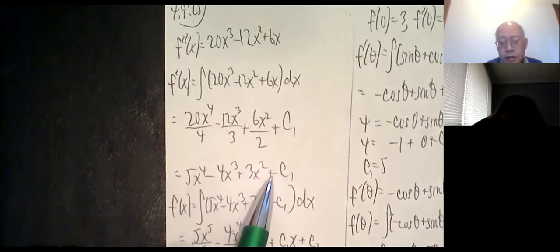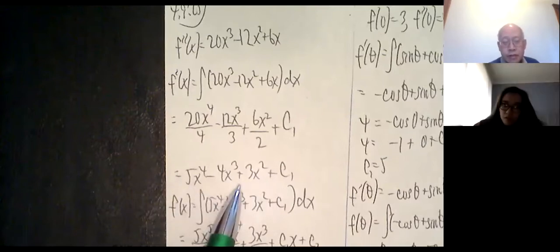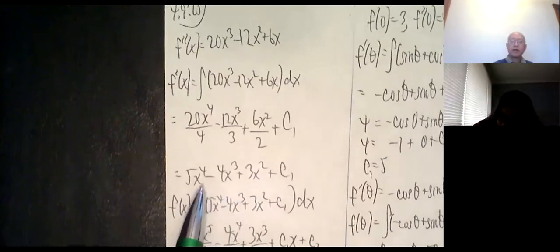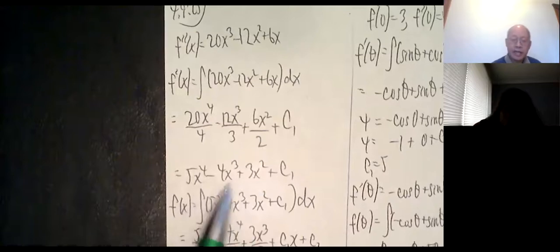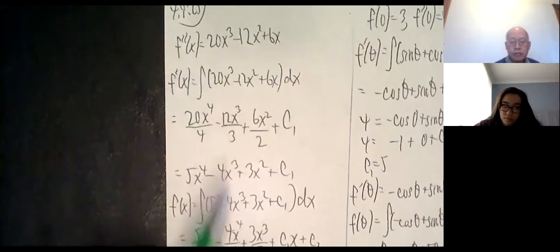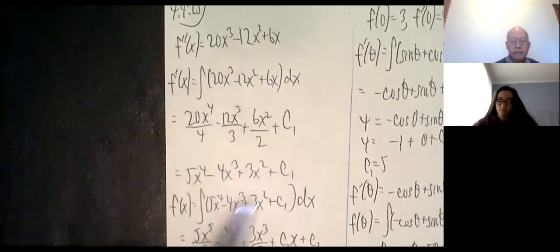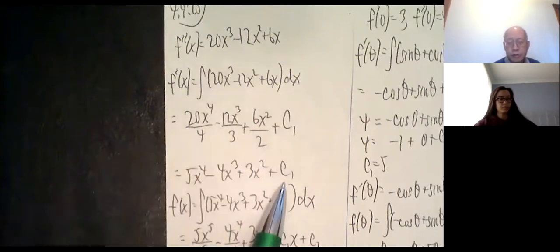Now there's a very easy built-in way to double check all your integral problems. How can you check that this is correct? Take the derivative. How do you check an antiderivative? Take the derivative. So you say, I wonder if I did this correctly. Take the derivative. What's the derivative of that? 20x cubed. What's the derivative of negative 4x cubed? Negative 12x squared. What's the derivative of 3x squared? 6x. What's the derivative of c1? 0. So we're good.